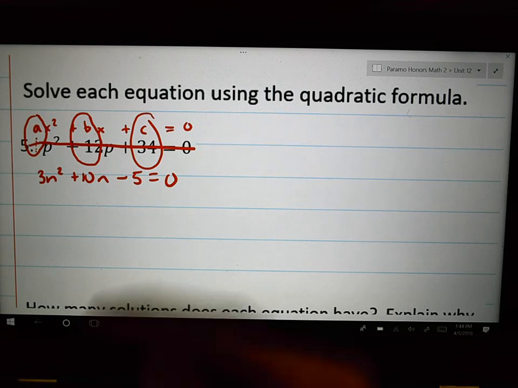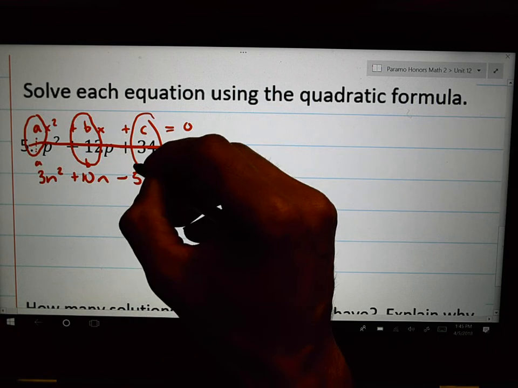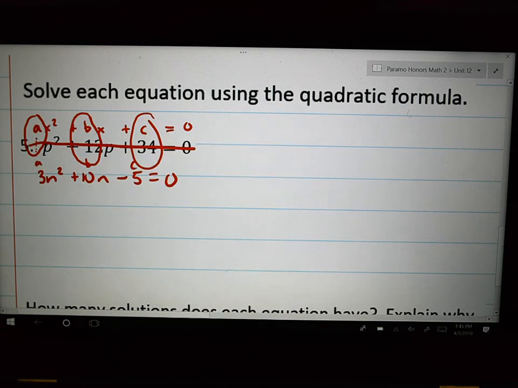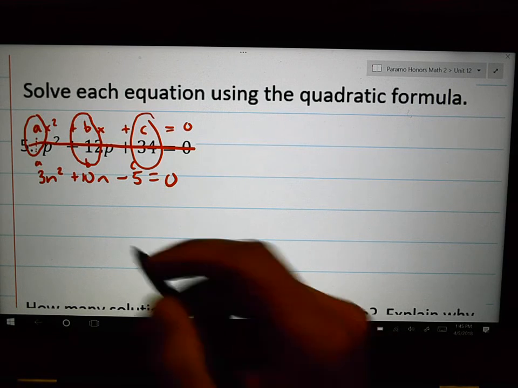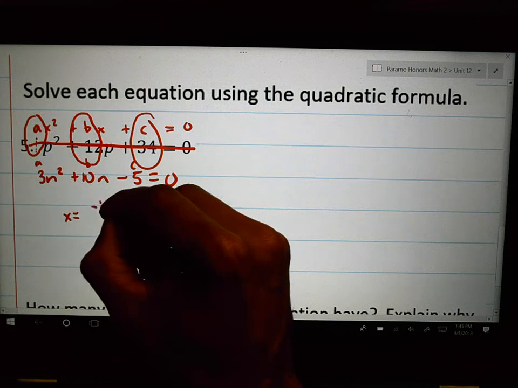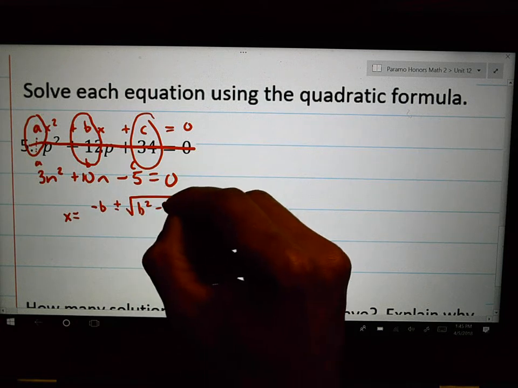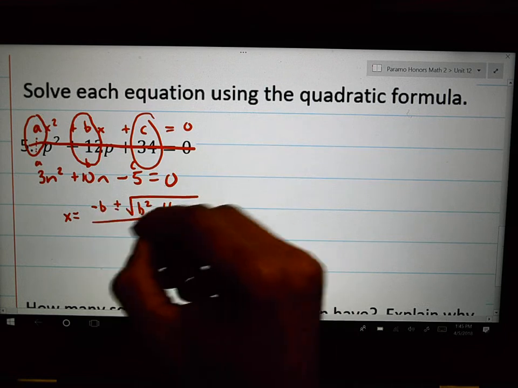So what does that mean? My a value is 3. My b value is 10. My c value is -5. It's already in standard form. So now I'm going to jump right into the formula, which I already have memorized because I've used it so much. You will need to practice or write it down several times. The formula is x equals -b plus or minus radical b squared minus 4ac over 2a.